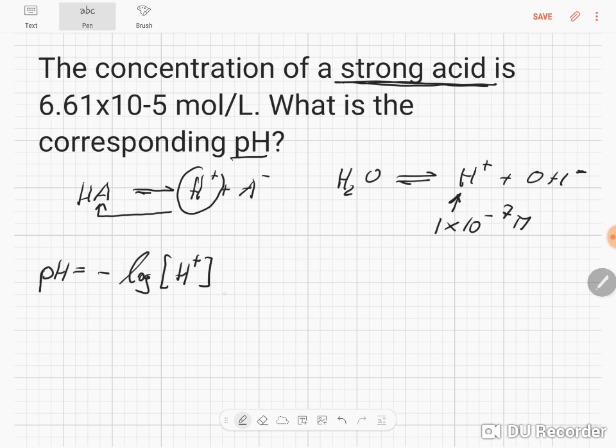And in this case, we said this proton concentration is made up of the concentration of the acid plus the proton concentration from the water. And I write it like that.